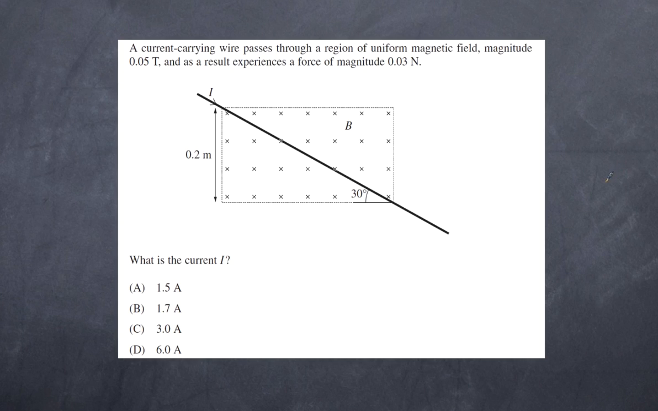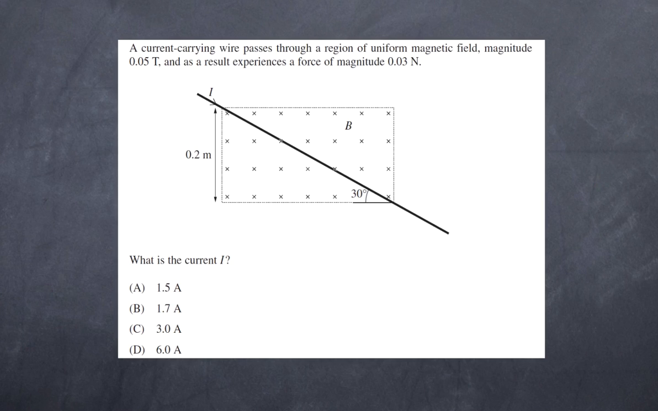Next question. A current carrying wire passes through a region of uniform magnetic field, magnitude 0.05 Tesla, and as a result experiences a force of magnitude 0.03 newtons. What is the current? Pause now. Now this is a really interesting question.